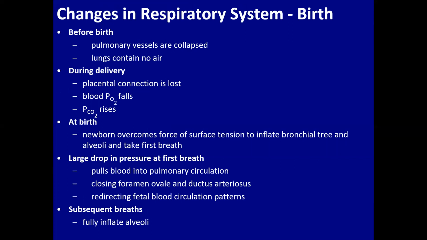So, what happens when you're born? Remember when we talked about the cardiovascular system, I talked about the foramen ovale and the fossa ovalis. And one of the things I said to you is, remember, your lungs are flat. There's no air because you're not using them. So before birth, all of your pulmonary vessels are not used, fully collapsed, and your lungs do not have air.